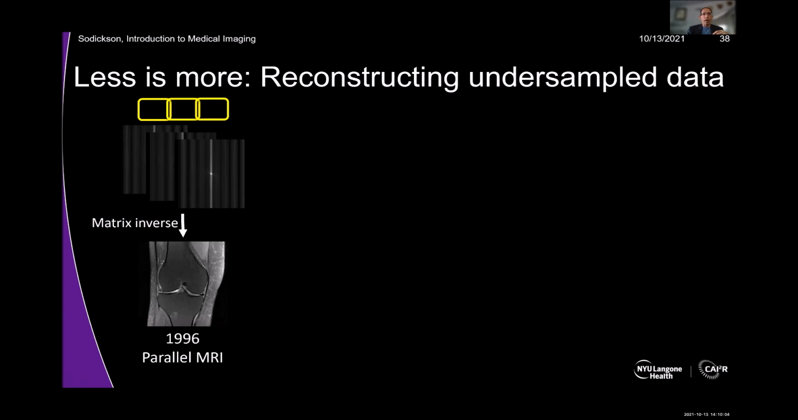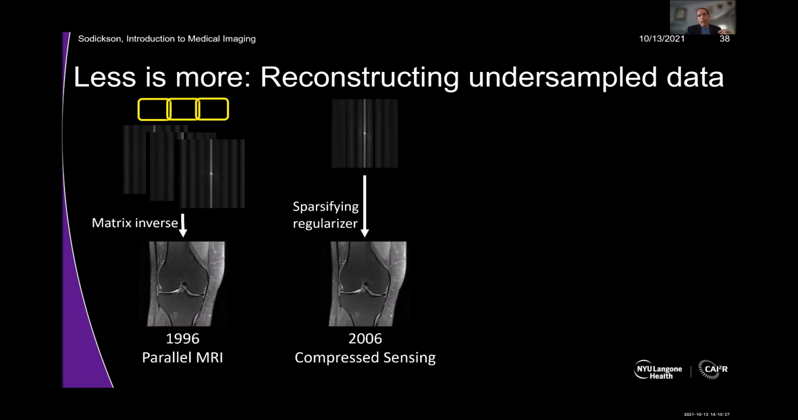One is called parallel MRI, and in this, we use the fact that the different coils that we have around the body have different spatial sensitivities. And we use that then to fill in missing spatial information, almost like you do with Earth rotation, for example. That is essentially a matrix inverse and allows us to skip some lines and go faster.